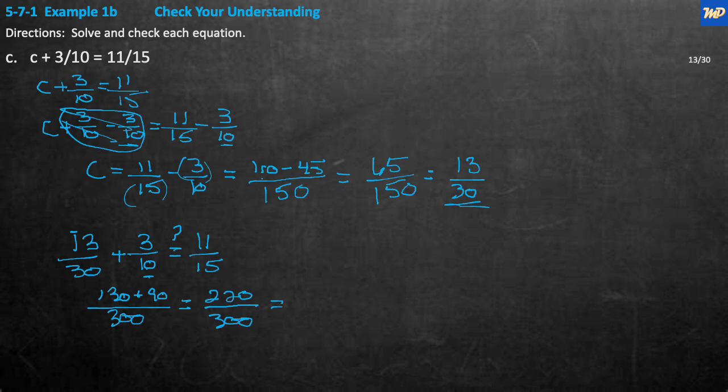So I'm going to say 220 divided by 20 gives us 11. And 300 divided by 20, there's 5 20s in each 100. 5 times 3 is 15. Excuse me, I had a brain meltdown there for a second. So the answer here is 11/15, and that 11/15 does match the 11/15. So this answer is correct.